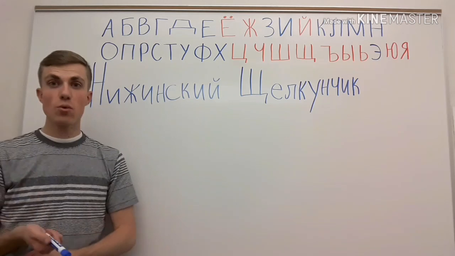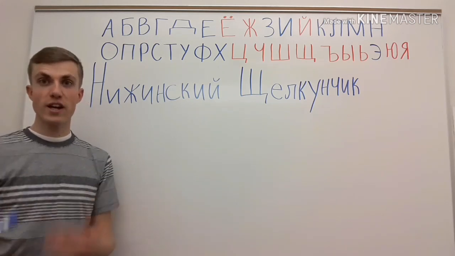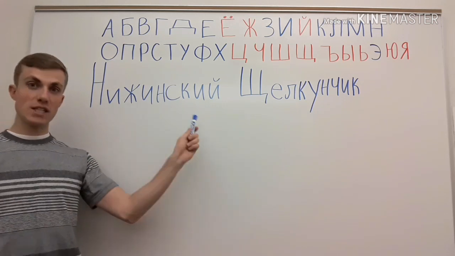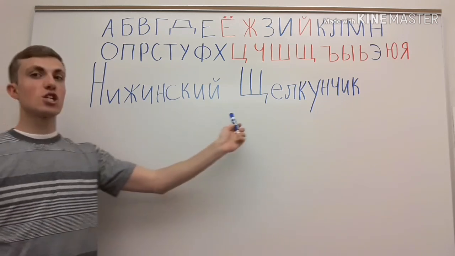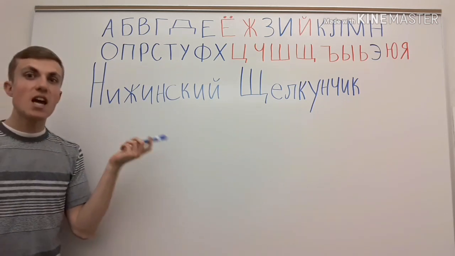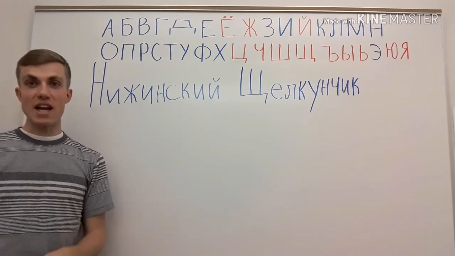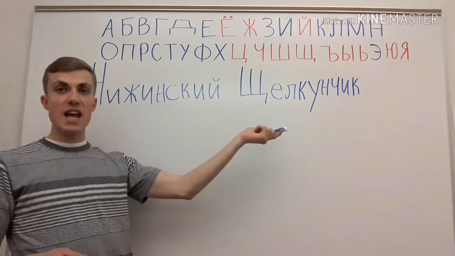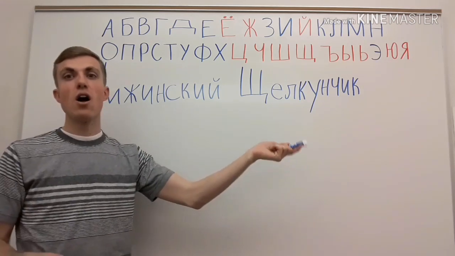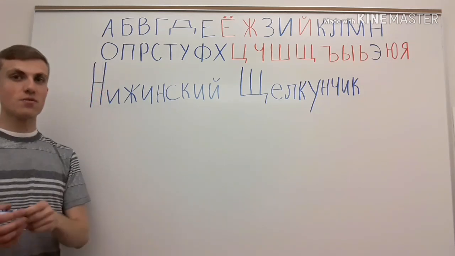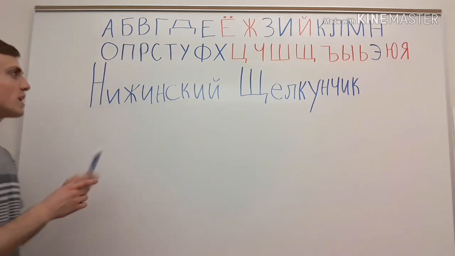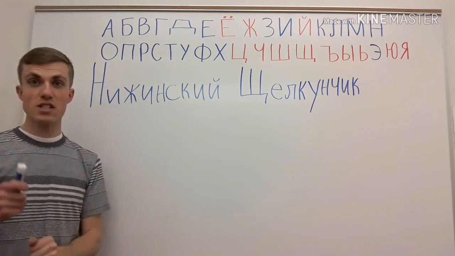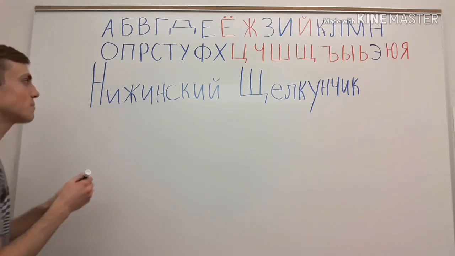So, a few more words that we can learn that involve the strangers. One of them is the last name Нижинский, and the other one is Щелкунчик. Нижинский, he was a famous Russian ballet dancer in the 20th century, and Щелкунчик is the name of the ballet called The Nutcracker. So they both involve the strangers that we learned today, and we're going to practice writing them in cursive, so get out a pen and follow along.